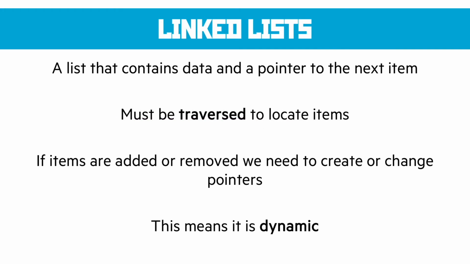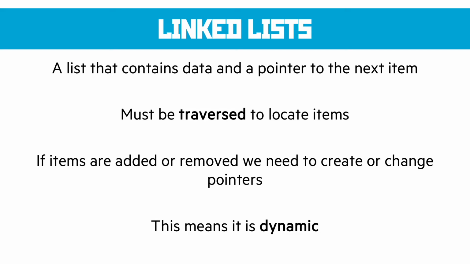A linked list is a very dynamic and powerful data structure. It's basically an array, but we have 2 elements. We have the data and a pointer to the next item. That means in order to read the data structure in the correct order, we must traverse it, we must move through it. And if items are added or removed, we need to update the pointers, but it is the most dynamic of data structures.